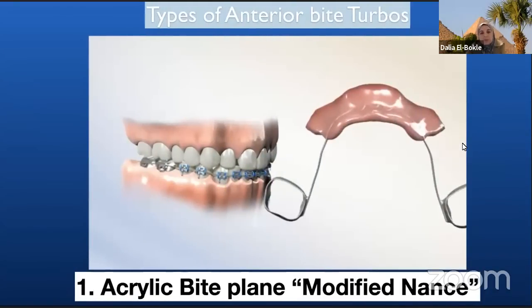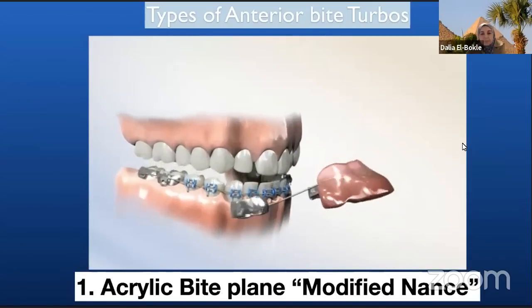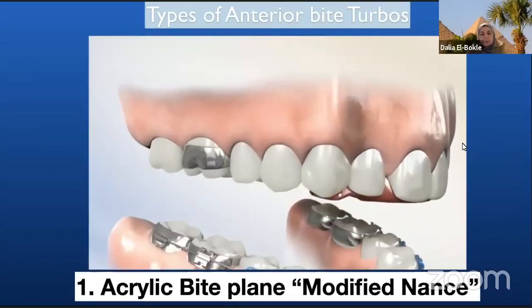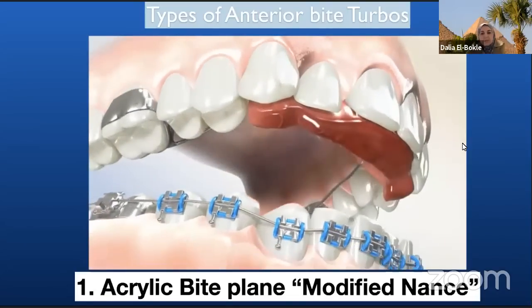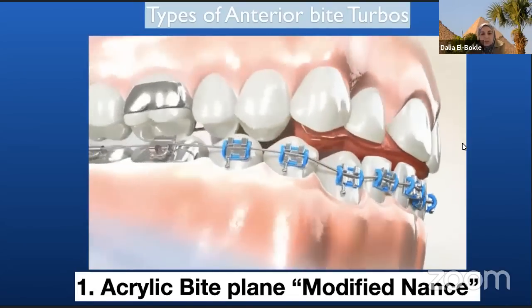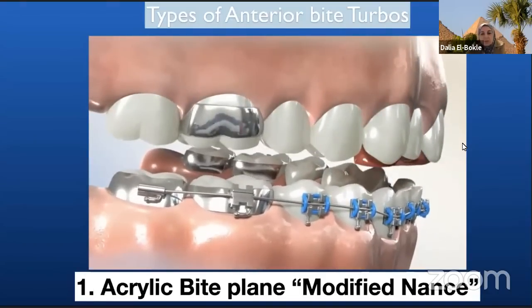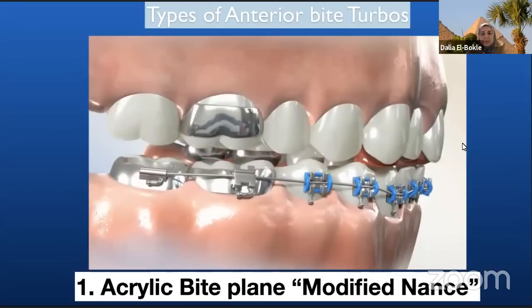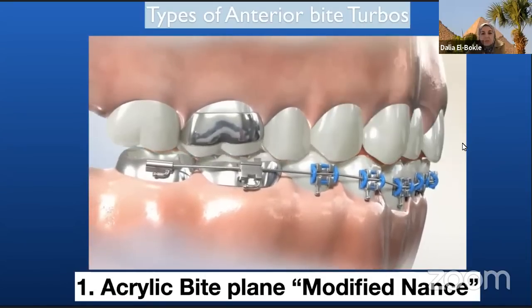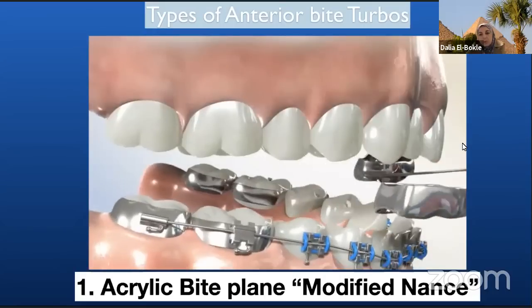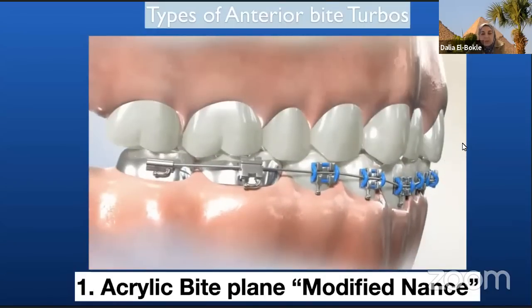What are the types of anterior bite turbos that we know? Well, the first one we have is the acrylic bite plane or the modified Nance appliance. So it is made with such a thickness to allow the interocclusal clearance desired. So when the patient bites, you can see that what can happen is extrusion of the posteriors with or without intrusion of the anterior teeth.